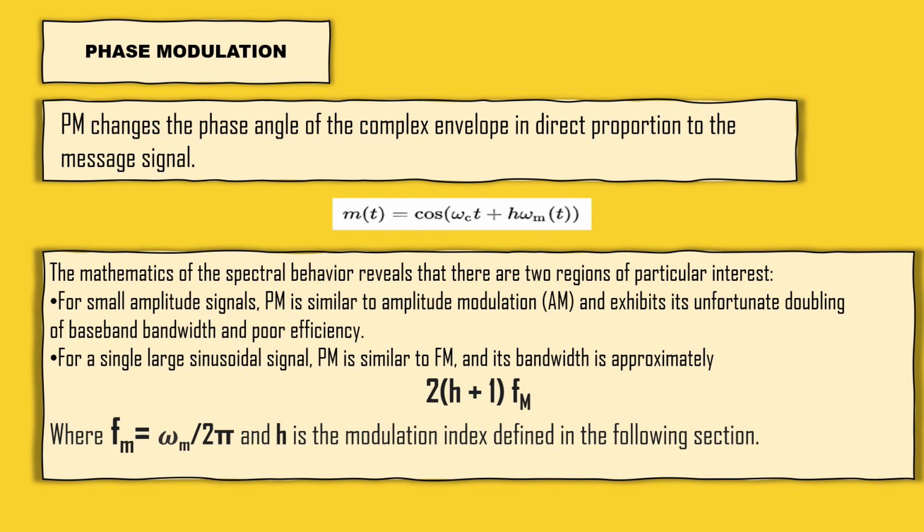So the mathematics of the spectral behavior reveals that there are two regions of particular interest. For small amplitude signals, PM is similar to amplitude modulation, and it exhibits its unfortunate doubling of baseband bandwidth and poor efficiency. For a single large sinusoidal signal, PM is similar to FM, and its bandwidth is approximately 2 times h plus 1 times f sub m, wherein f sub m is equal to omega m over 2 pi, and h is the modulation index defined in the following section.